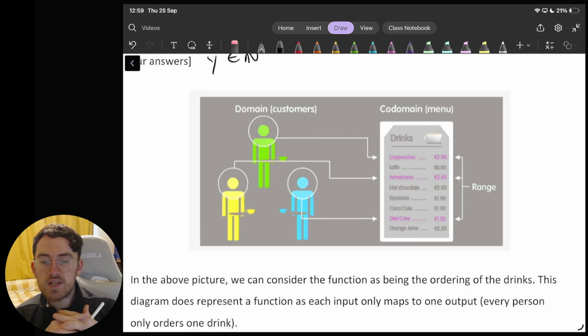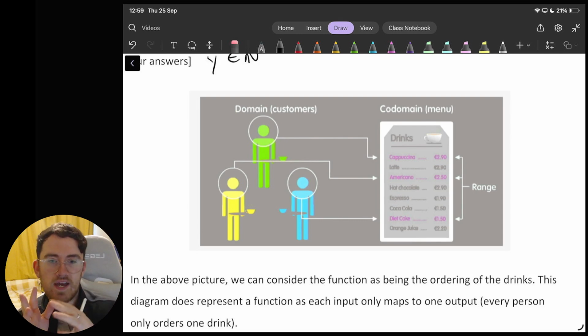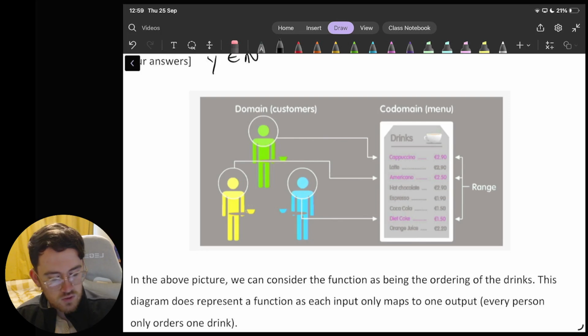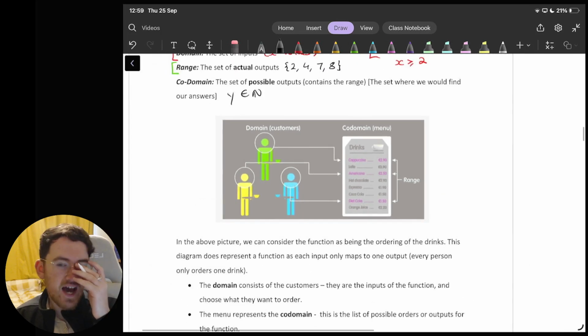So the codomain is the full menu, but the range is the specific drinks that were ordered by our customers in the domain. It's important to have that concept, and really it comes down to the distinction between the codomain and the range. So think of that idea, it's the range of our function. What can our function reach to? What can it get to?